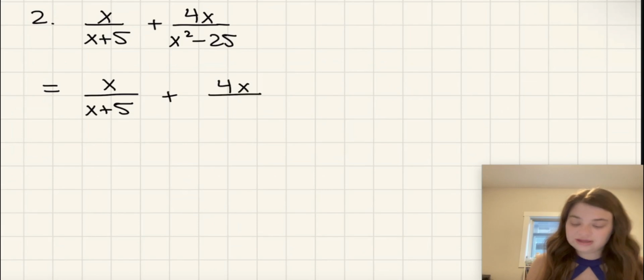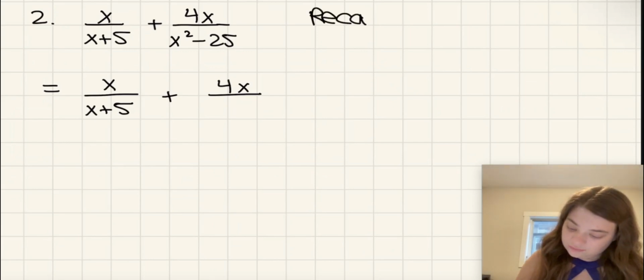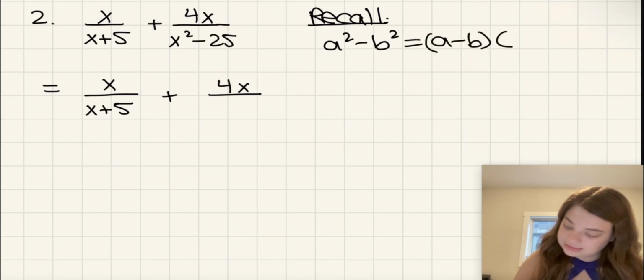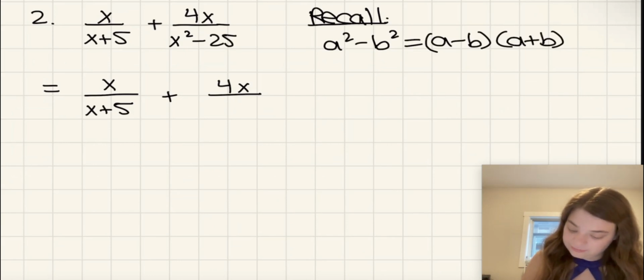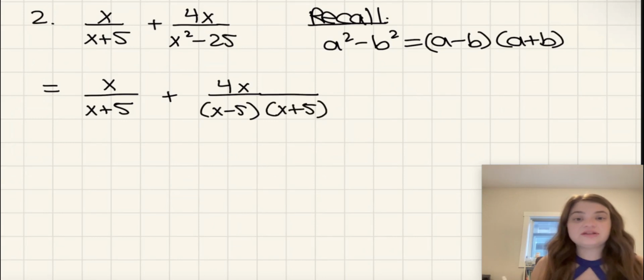So if we factor this using the difference of squares formula, well, actually, let's recall what the difference of squares formula is. Recall the difference of squares formula is that a squared minus b squared is equal to a minus b times a plus b, like that. So therefore we have x minus 5 times x plus 5. And so we actually have one common factor in both denominators, which is x plus 5.